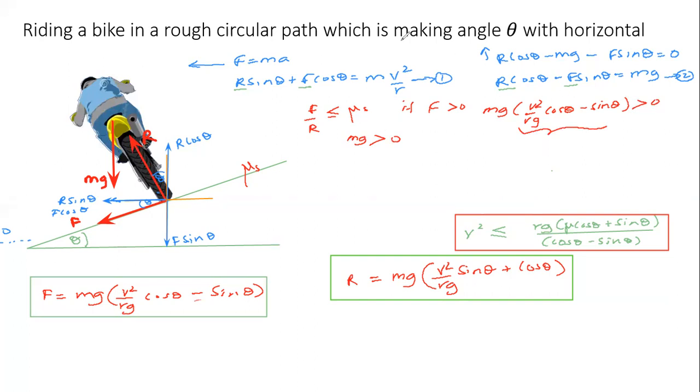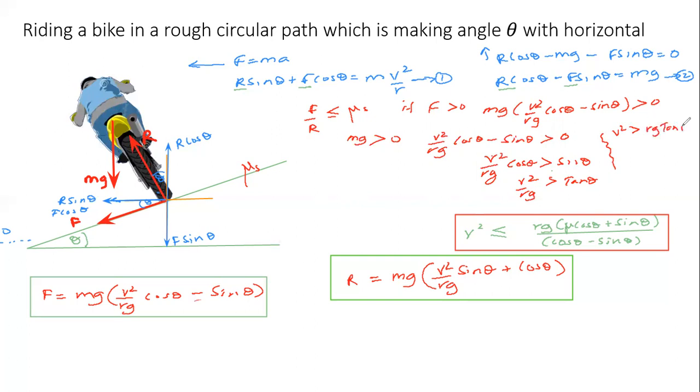Okay, good. So that means v squared over rg cos theta minus sin theta should be greater than 0. Therefore, I can write v squared over rg cos theta should be greater than sin theta. Dividing both sides by cos theta, we get v squared over rg should be greater than sin theta divided by cos theta, which is tan theta, right? Therefore, I can write v squared is greater than rg tan theta.